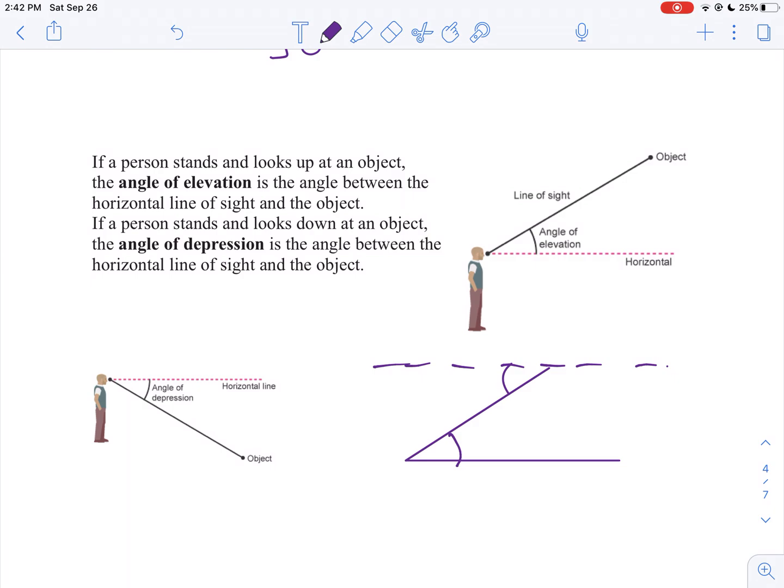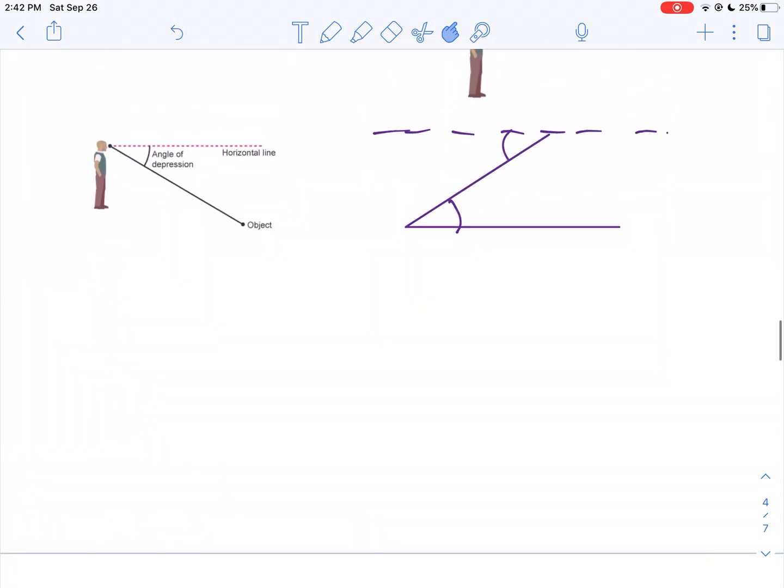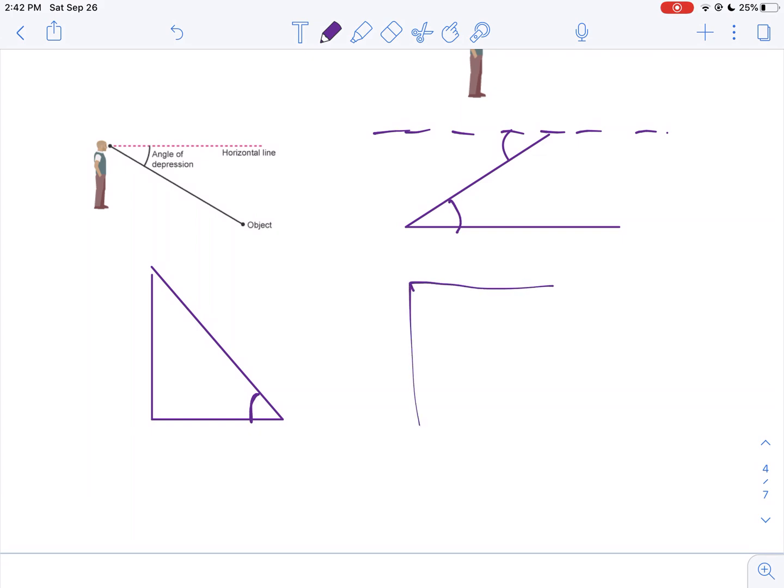So when you model it, the angle always goes with the horizontal line you draw in your right triangle. So if you draw a right triangle with the horizontal line in the bottom, there's your angle of elevation or angle of depression. If you model your shape with a right triangle with a horizontal line towards the top, then your angle of elevation or angle of depression is with the horizontal line.